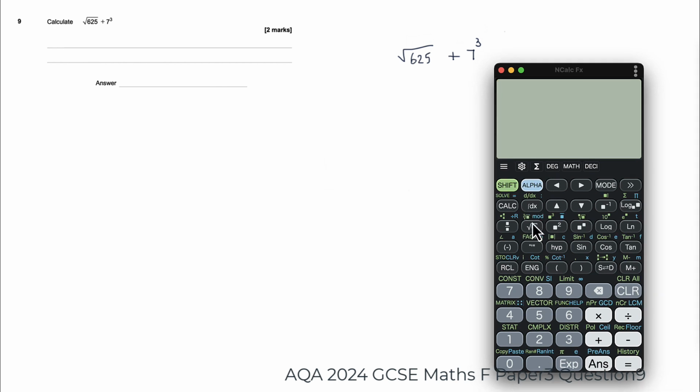Now, the square root in my calculator, you'll have a square root, all calculators do, 625, and then we add 7 cubed. So there's 7. Now in my calculator, I don't have a cube button, some calculators do. There's raised to the power of. So I would press that, and then I get this wee index appearing. That's where my 3 goes. So that's 7 cubed, and then press the equal sign, and I get 368.